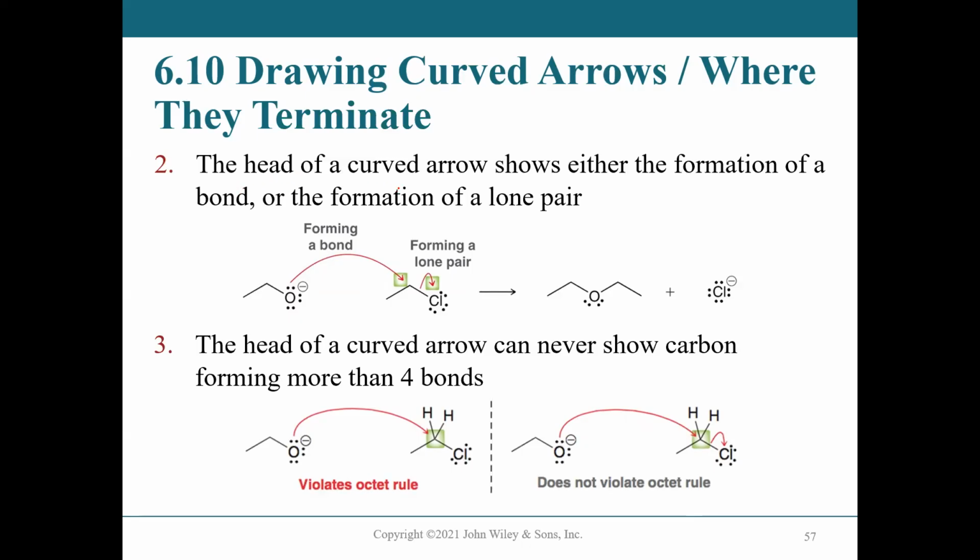So the head of a curved arrow shows either the formation of a bond or the formation of a lone pair. Here we see a formation of a lone pair right here. And we see both actually, a bond and a formation, depending on which side you're looking at. The head of a curved arrow can never show carbon forming more than 4 bonds. That's why we don't just leave it on there like that. We have that going at the same time.